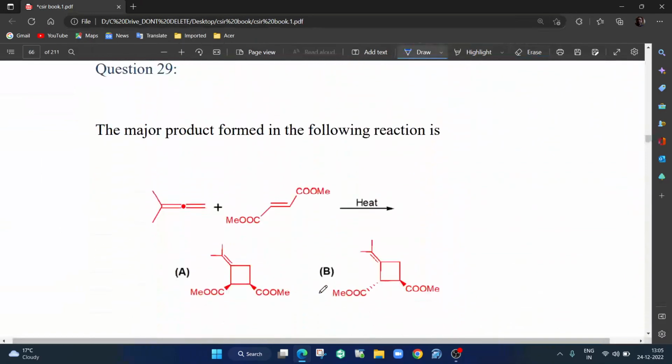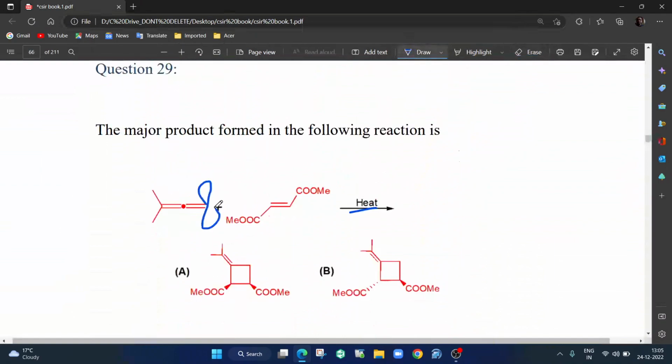Next question, the major product formed in the following reaction is. This is very simple. As soon as you see something like allene or ketene and along with it another alkene, it has to be 2+2 thermal addition. Now we know 2+2 pericyclic reaction cannot occur under thermal, it occurs under photochemical conditions, but in allene or ketene it is possible because molecular orbitals start matching.